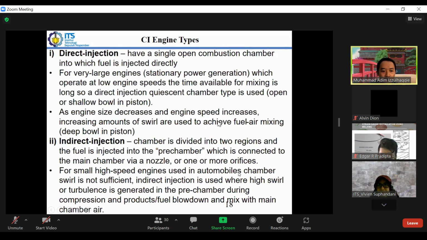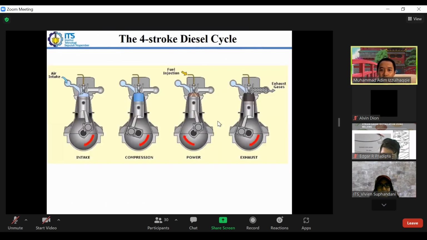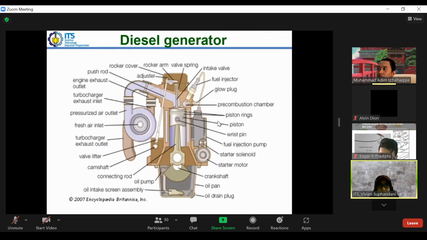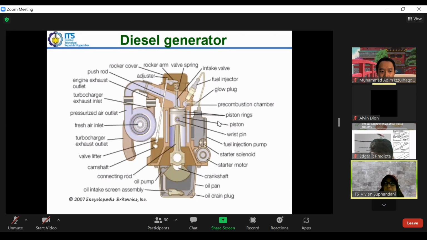I want to ask about glow plugs. In the slides of the components of the CI engine, there is a component called the glow plug. If there is a glow plug in the engine, how does it affect the combustion process in the combustion stages? Yeah, a glow plug is a sort of pre-ignition, it pre-ignites the fuel before.